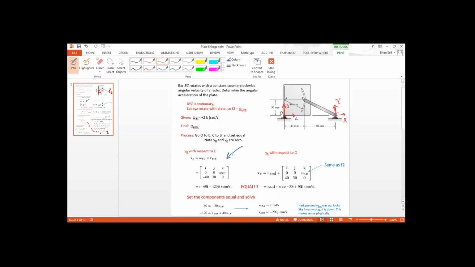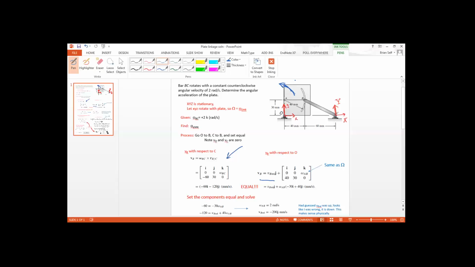And then the second one here is what we did. Velocity of B is equal to however the plate is rotating, whatever omega that thing has, and then we do it crossed into the vector that goes from point O to point B.